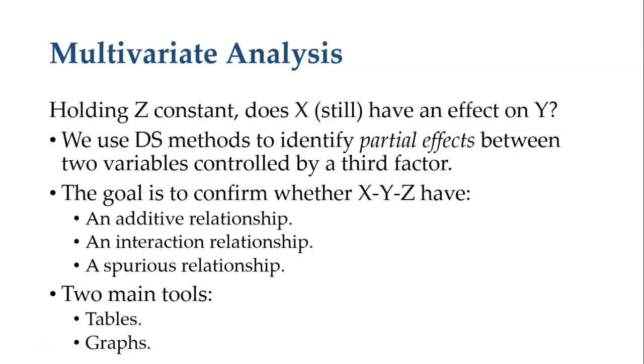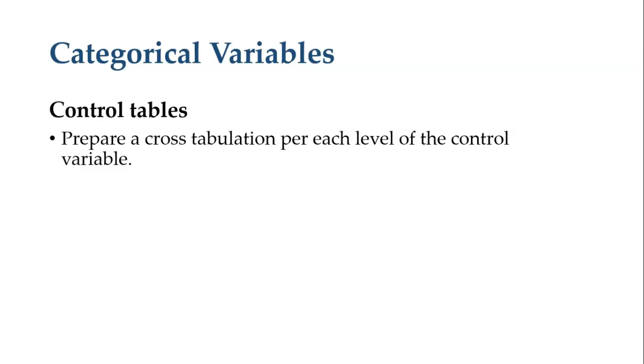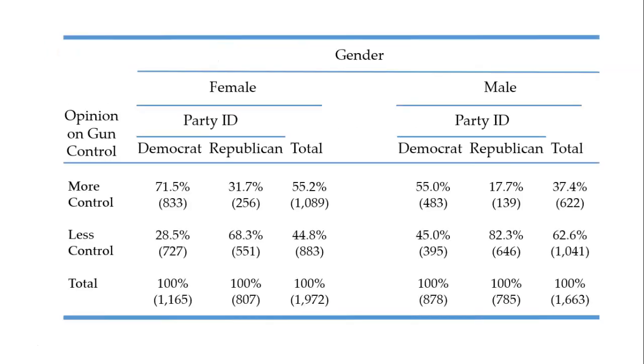Again, we're going to have as main tools tables and graphs. Similar to the cross-tabulation are control tables. Basically, what we do is prepare cross tabs for each level of the control variable. Look at this example. This is the same example of the opinion on gun control and the relationship between partisanship and that opinion. We create two cross tabs, one for female and one for male, so we are controlling for gender, right?